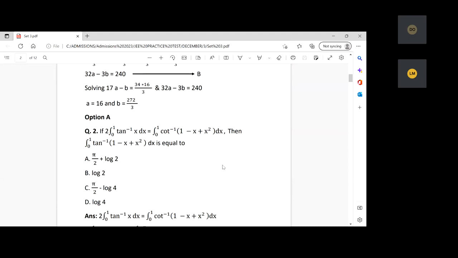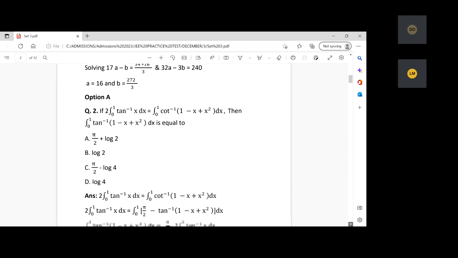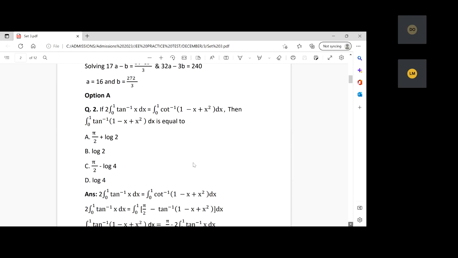This is the second question. See the options. Something related to log is there: log 2, log 4. So pi by 2 plus log 2, or maybe pi by 2 minus log 4, or log 4. These are the options. I hope everybody can see the question. If there is any issue, you can just tell me or type it in the chat box.